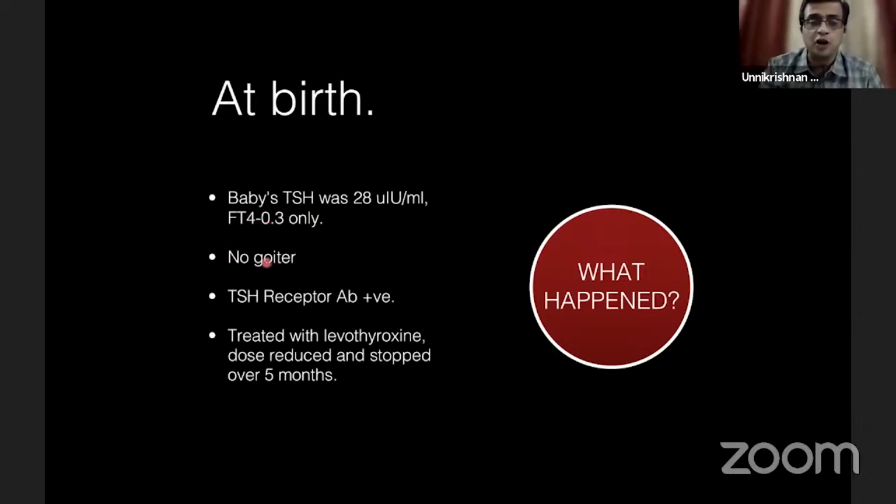The baby did not have a goiter. The TSH receptor antibody of the baby was positive. I treated the baby with levothyroxine. So the mother had TSH receptor antibody positive hyperthyroidism, and the baby had TSH receptor antibody positive hypothyroidism. And I treated the baby with levothyroxine, reduced the dose, and I was able to stop it over 4 to 5 months. And eventually, at the end of 4 or 5 months, the baby's TSH receptor antibody became negative.